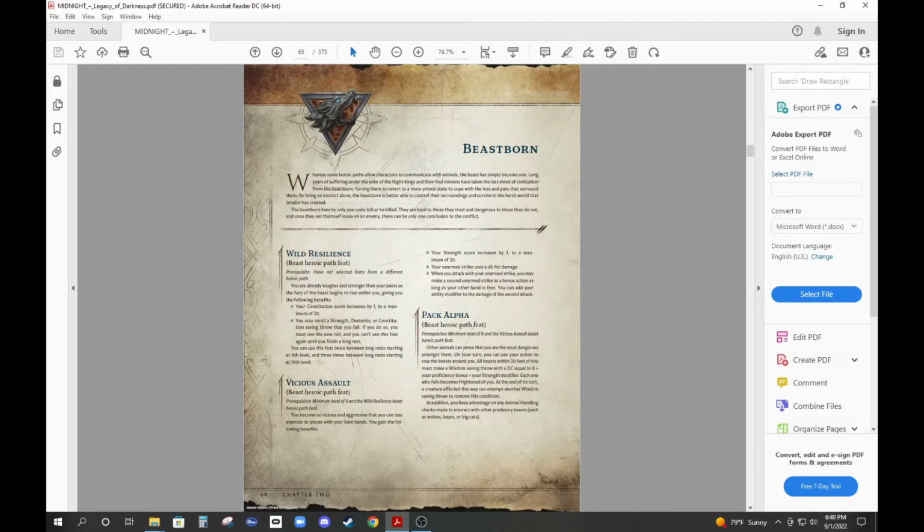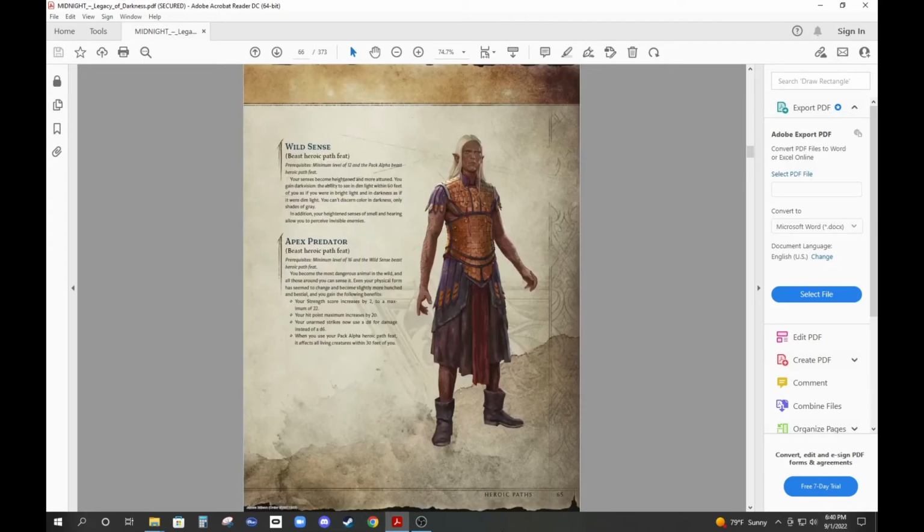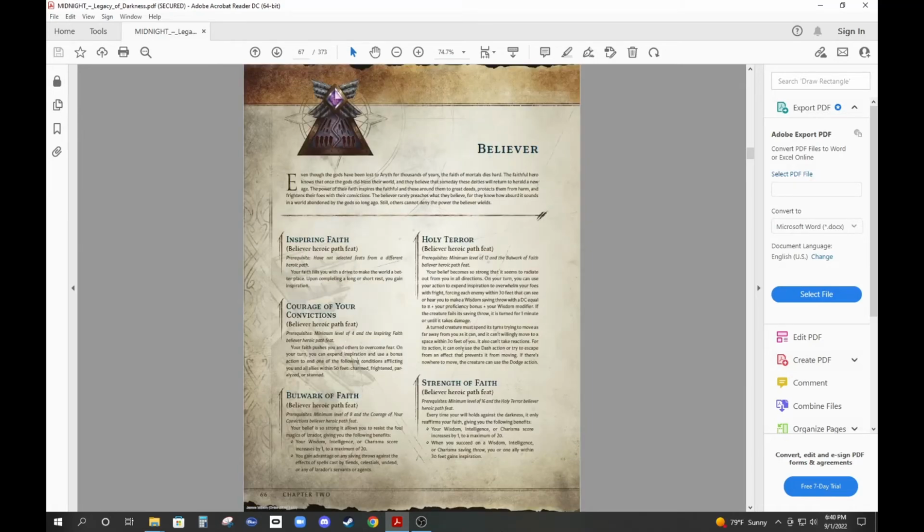And they have the feats of Wild Resilience, Vicious Assault, Pack Alpha, Wild Sense, and Apex Predator. So again, even just the names of these feats are very evocative for the class.